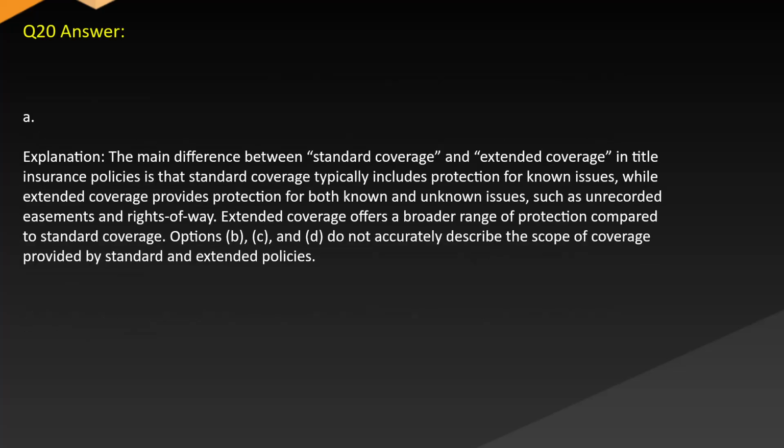Answer A. Explanation. The main difference between the standard coverage and extended coverage in title insurance policies is that standard coverage typically includes protection for known issues, while extended coverage provides protection for both known and unknown issues, such as unrecorded easements and rights-of-way. Extended coverage offers a broader range of protection compared to standard coverage. Options B, C, and D do not accurately describe the scope of coverage provided by standard and extended policies.